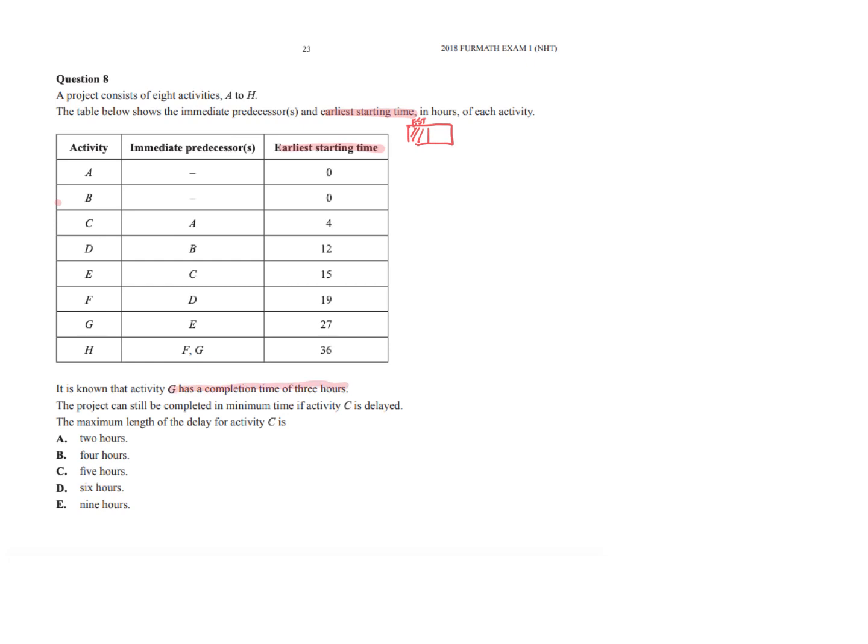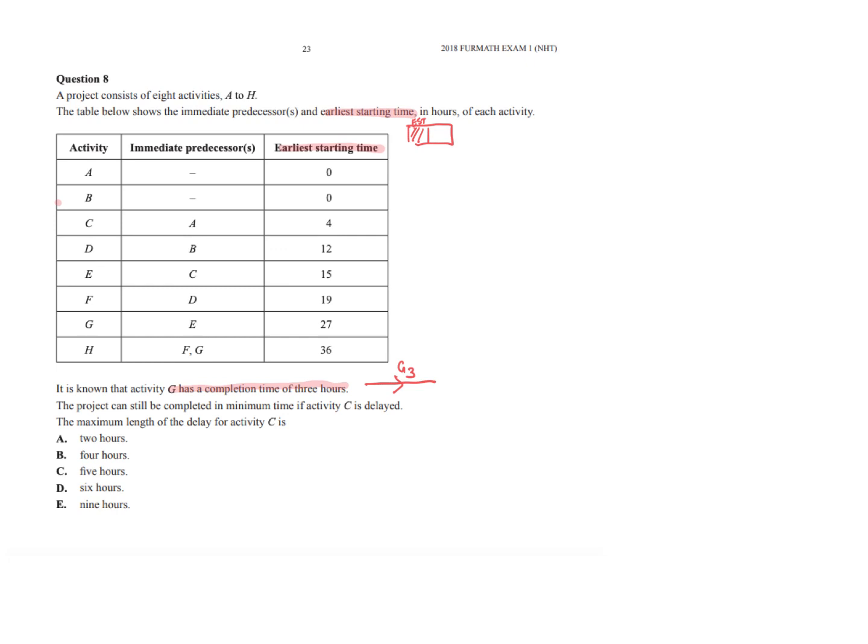So we didn't get told all the rest of how long they go for, but we know that when we have our G activity, it has a completion of 3 hours. The project can still be completed in minimum time if activity C is delayed. What's the maximum length of delay for activity C? So it's probably the last question, and we're probably best to draw a diagram of what's going on here. So I'm going to start with that.